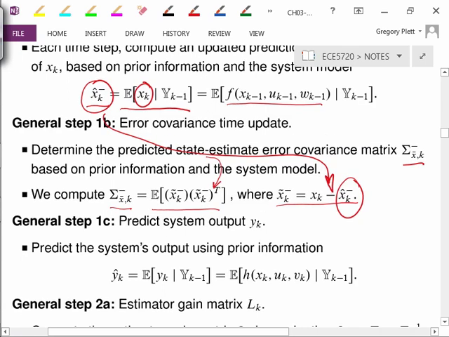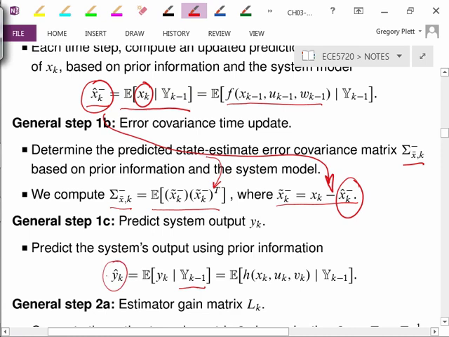We need to make some more system level assumptions before we can evaluate this any further. General step 1c says I need to predict the system's output, and this uses prior information. So y hat equals the expected value of y given previous measurements. I suppose I could put a minus sign on there to remind us this is a prediction, but there should be really no ambiguity, because if I already had made the measurement at time k, then y hat plus is simply whatever I measured because I already know it. I don't have to predict it.